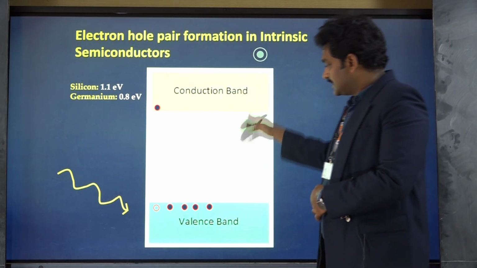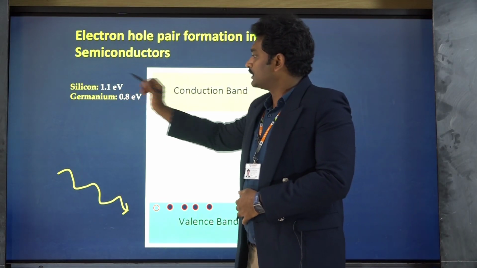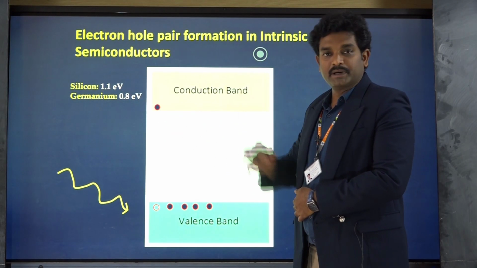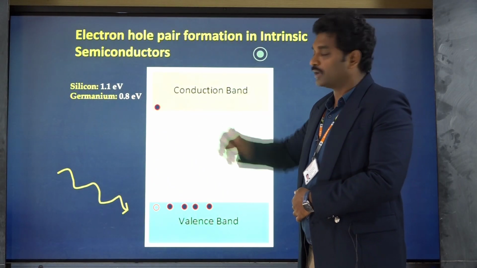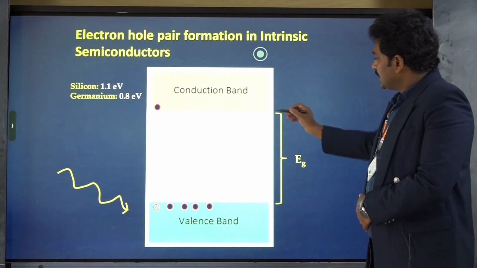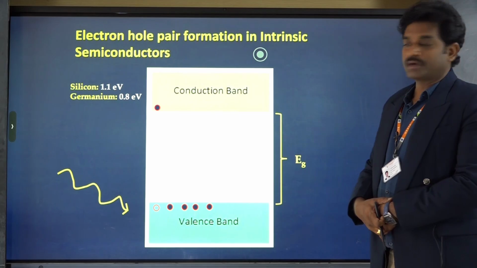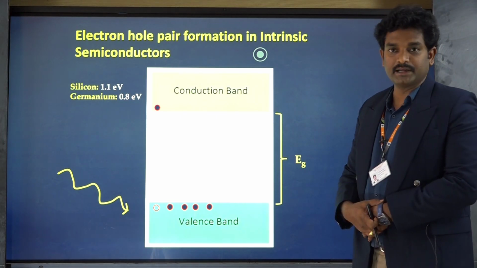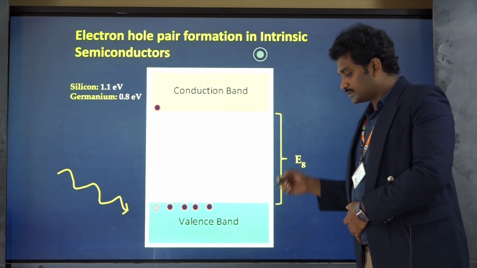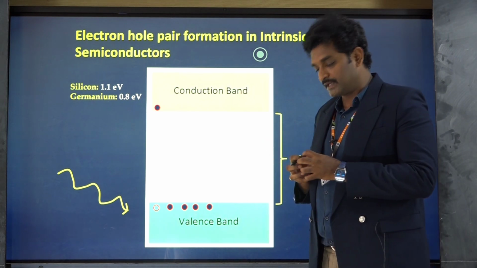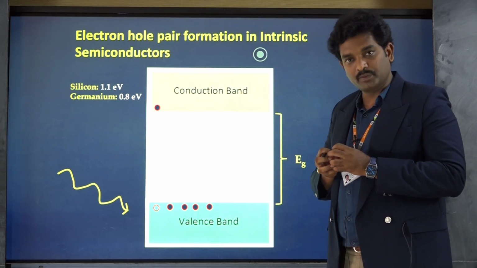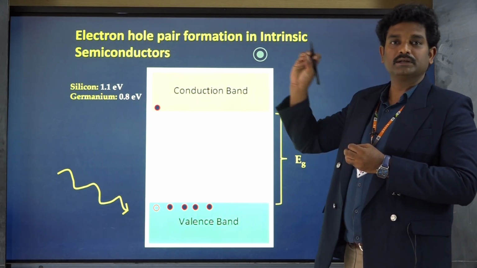Now for silicon, you have to give 1.1 electron volts, corresponding to a temperature, to send 1 electron to the conduction band, whereas for germanium it is 0.8 electron volts. That energy is represented as the band gap. What do you mean by band gap? Band gap is the energy difference between the conduction band and the valence band. The electrons participating in the bond are actually in the valence band. Now you are forcefully breaking those bonds and sending the electron to the conduction band.